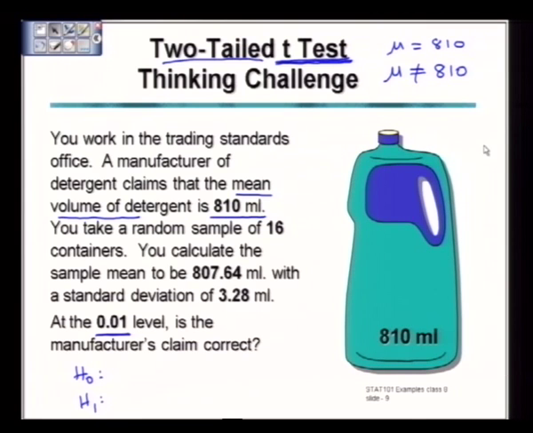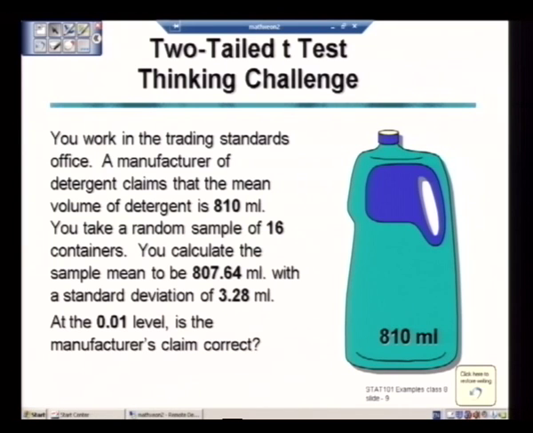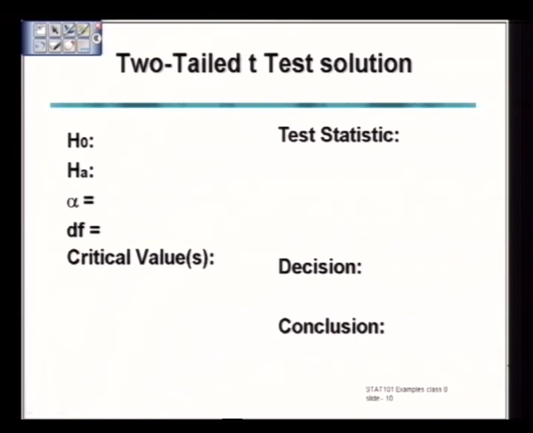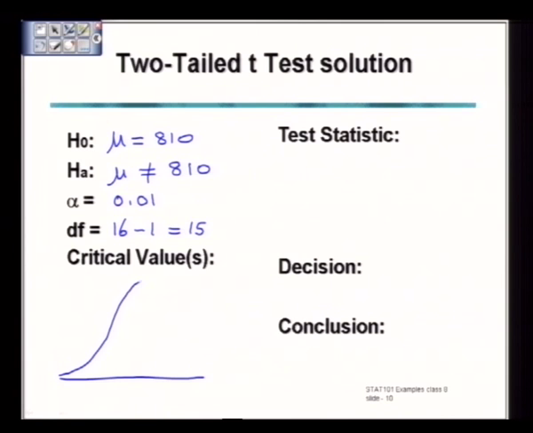So bear in mind the numbers that we have there are going to be used to fill in this template slide for the hypothesis test. So the important things to note here, firstly, the mean is equal to 810 milliliters, as we wrote on the previous slide, and not equal to 810 for the alternate hypothesis. Our alpha value was 0.01. And furthermore, from that, of course, the test is a t-test, and that depends on degrees of freedom. Degrees of freedom, sample size minus 1. This was a sample of 16 bottles of detergent, so sample size minus 1 gives 15.